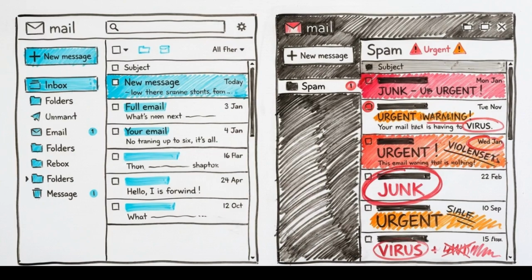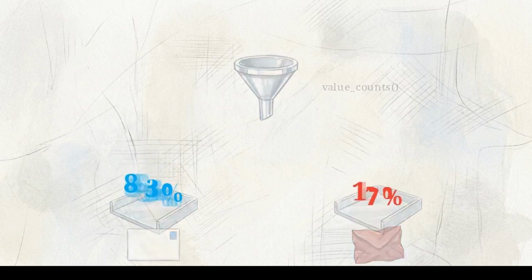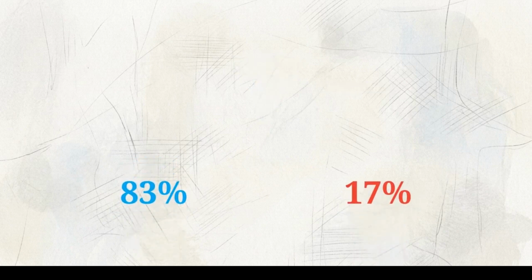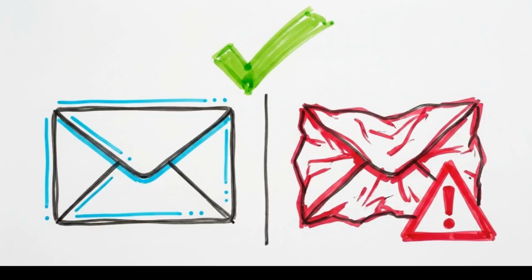We calculate this by taking the data frame's label column, applying the value_counts method to tally the 0s and 1s, and wrapping it in a rounding function to output clean percentages. This donut chart shows our output. The dataset is comprised of exactly 83% legitimate emails and 17% spam. Knowing this baseline distribution confirms we have enough real-world examples of both categories to effectively train an algorithm to tell the difference.